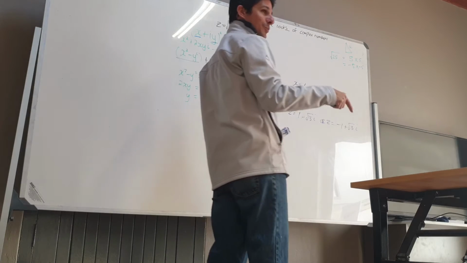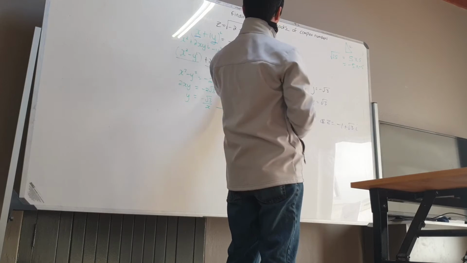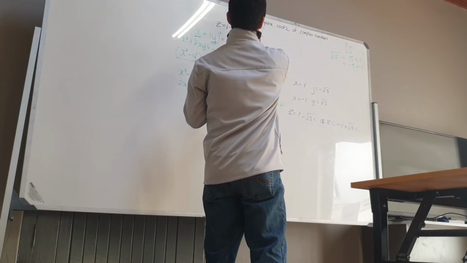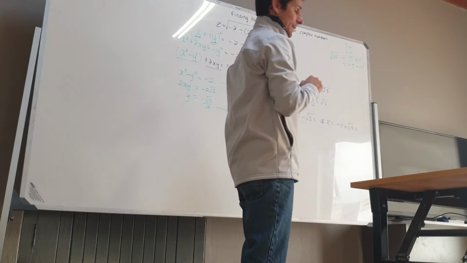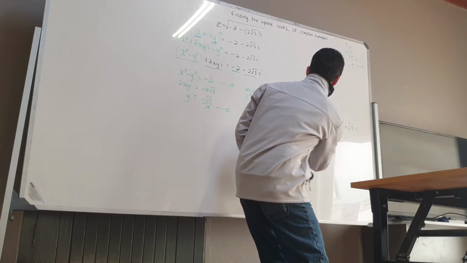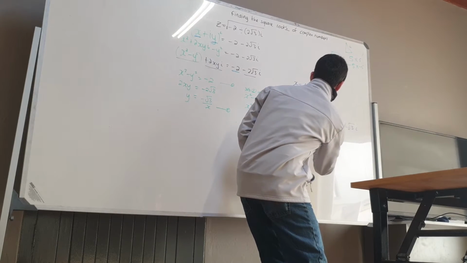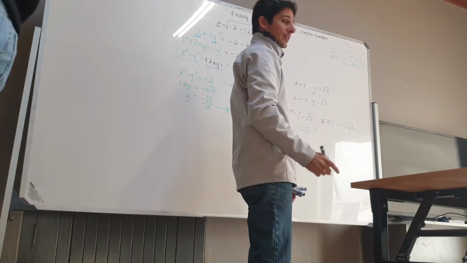And if you check your textbook, you will find that the solutions they got don't get you back here, because I think they forgot to make this a plus. Anyways, let's take this one here. We're going to take 1 minus the square root of 3i, and we're going to square it.